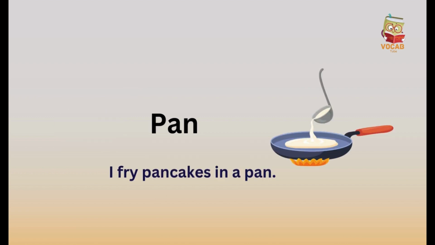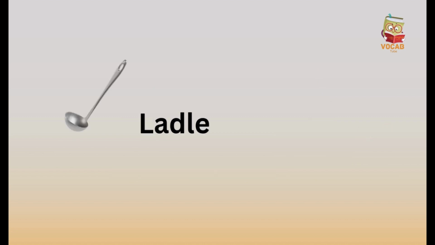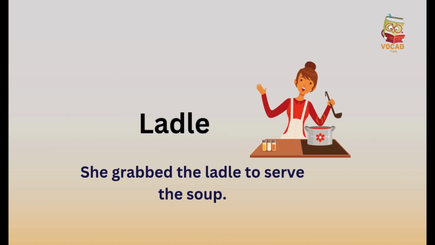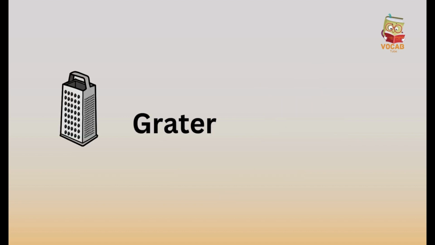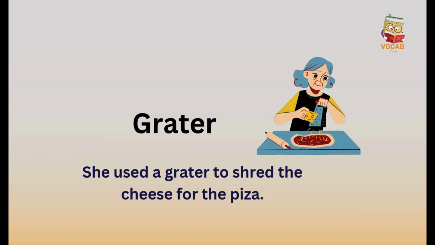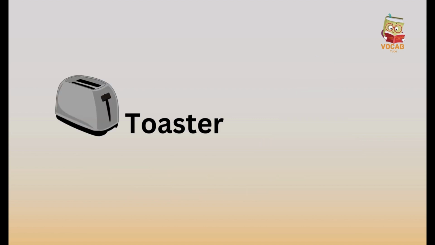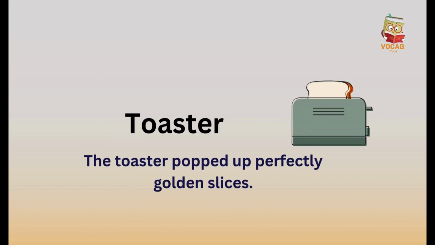Pan. I fry pancakes in a pan. Ladle. She grabbed the ladle to serve the soup. Grater. She used a grater to shred the cheese for the pizza. Toaster. The toaster popped up perfectly golden slices.